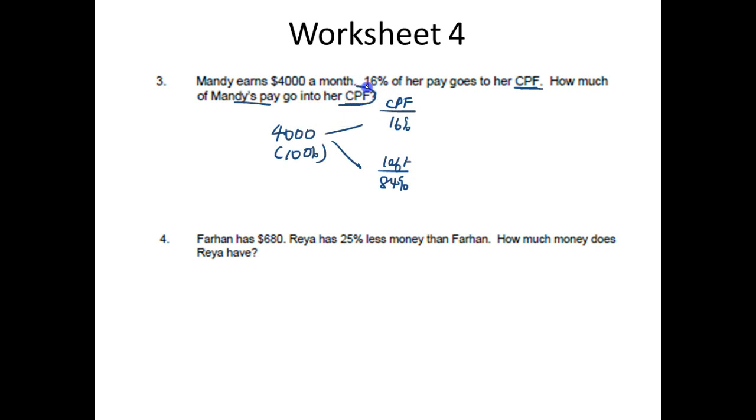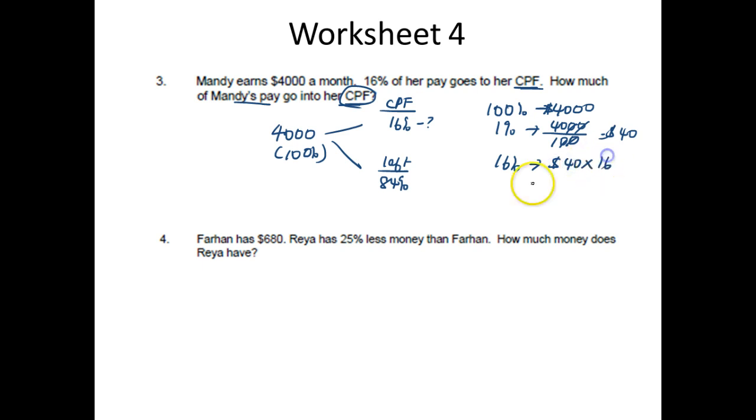So I only want to find CPF. So I want to find how much money. So I know 100% is $4,000. 1% is 4,000 divided by 100, which is $40. And 16% would be 40 times 16, which is $640.